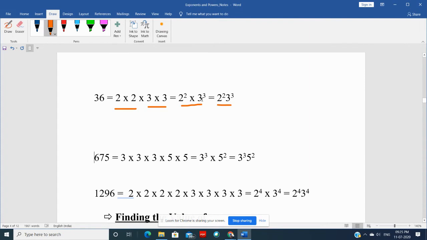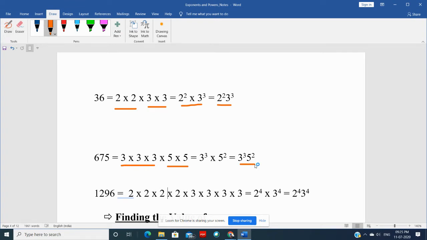So let's say 675: 3 three times and 5 two times. All right. So let's underline it again. So here 3 three times and 5 two times. That is 3 cube and 5 square. So 3 raised to the power of 3 and 5 raised to the power of 2. That is 3 cube and 5 square, like this.